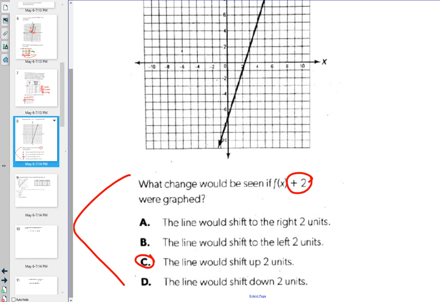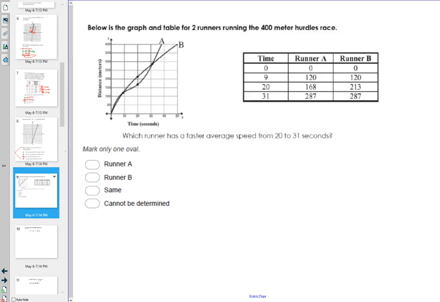How about if that would have been a minus 2 on the outside? Where would you be going? Down. How about if it would have been a plus 2, but inside the parentheses? Left 2. Good. How about if it would have been a minus 2 inside the parentheses? Right. When it's inside the parentheses, it's counterintuitive. Plus takes you left, and minus takes you right. These were only the ones missed the most.